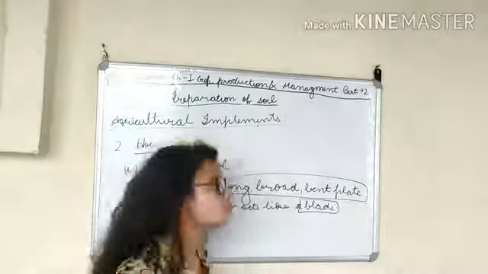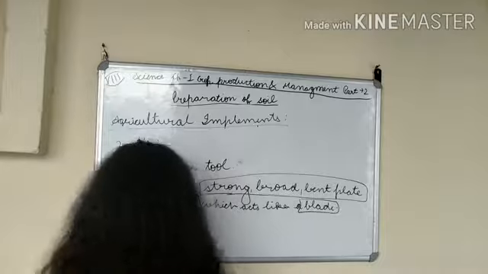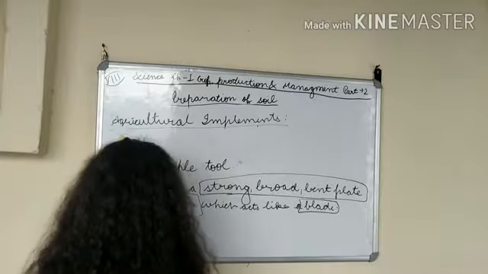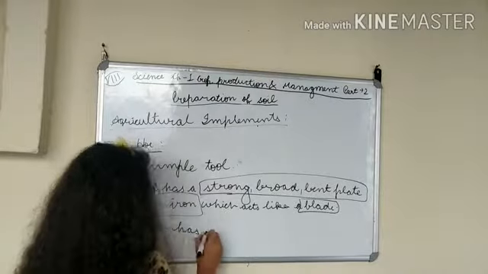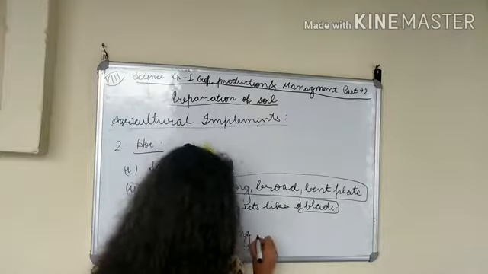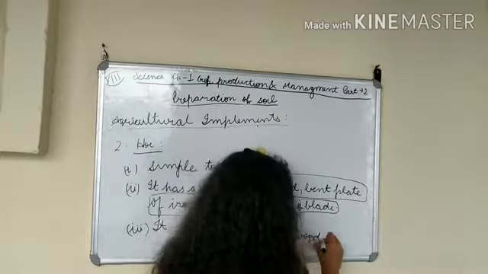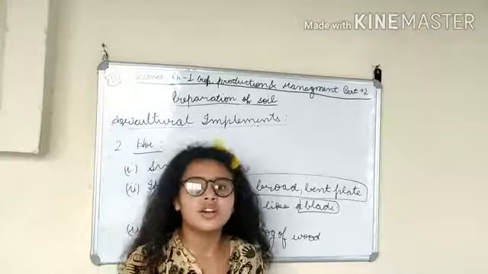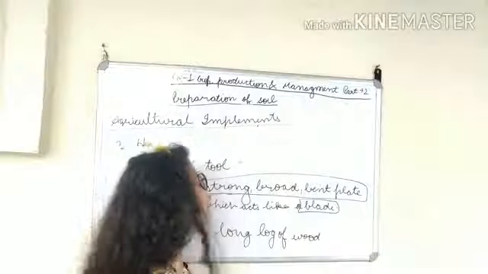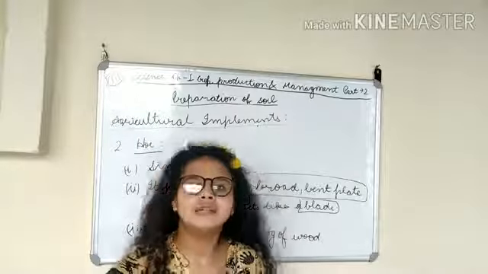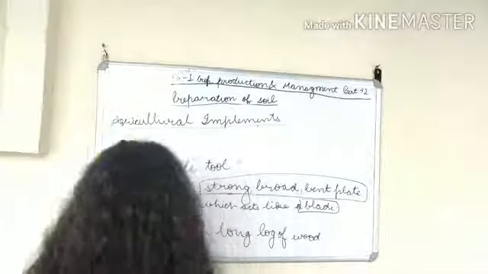Right. Now let's come to the next point of it. It has a long log of wood. Now it has a long log of wood which is attached to the strong, broad, bent plate of iron. Repeat with me. Strong, broad, bent plate of iron. Right? Now it is attached with it.